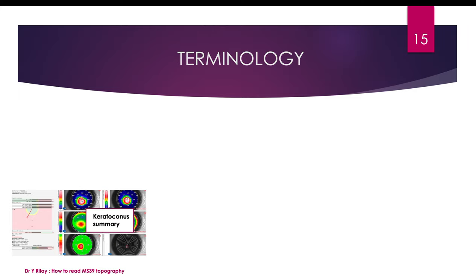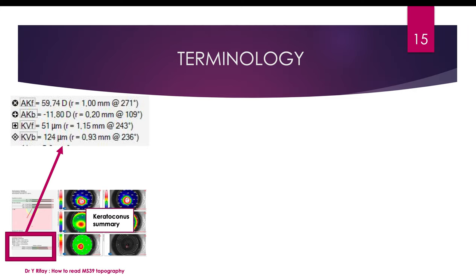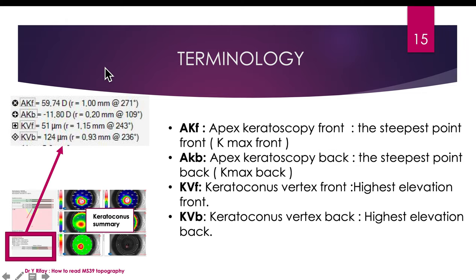We need to know some terminology. So in the keratoconus summary map, we have this information that we should know, which is keratometric information and elevation information. Keratometric information of the front, this is the K-max apex keratoscopy front, and the posterior K-max apex keratoscopy back. And we will also find the information about elevation, so we will find the anterior elevation and the posterior elevation.